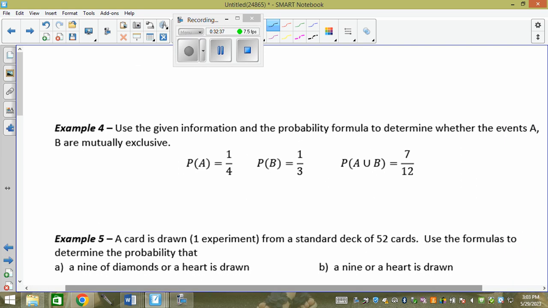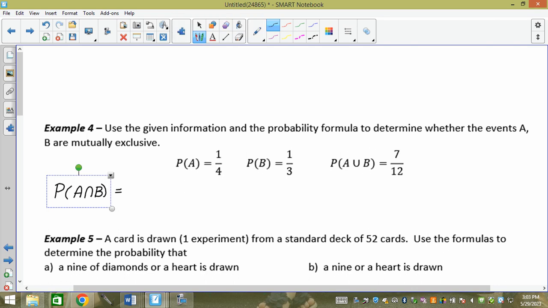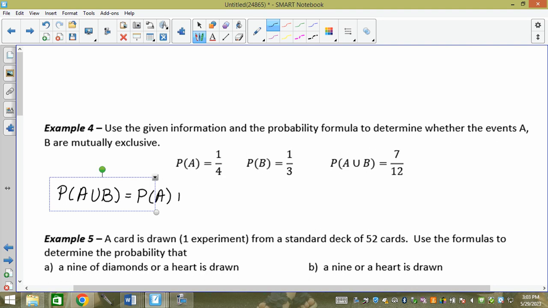It says, use the given information and the probability formula to determine whether the events A and B are mutually exclusive. If they're mutually exclusive, then they use the first formula on your formula sheet, which is P of A and B. Try again. That's an or. P of A or B equals P of A plus P of B, because it's an or, you add them.